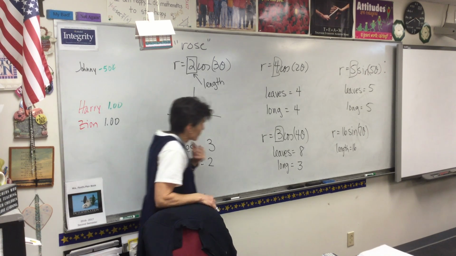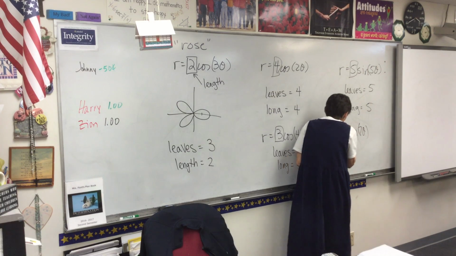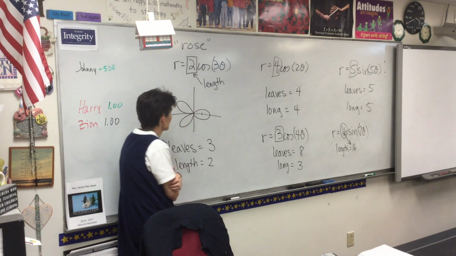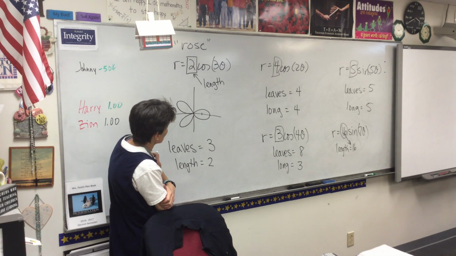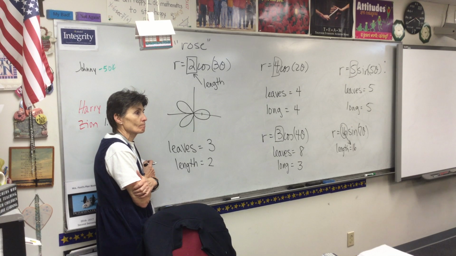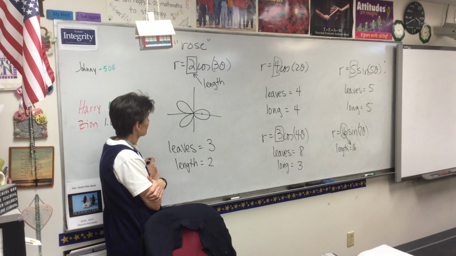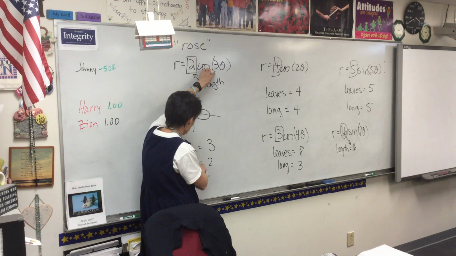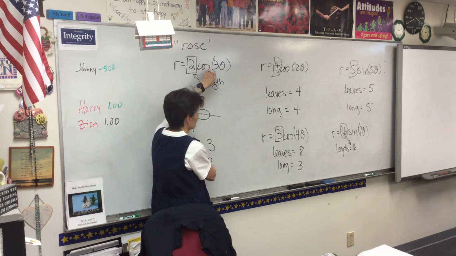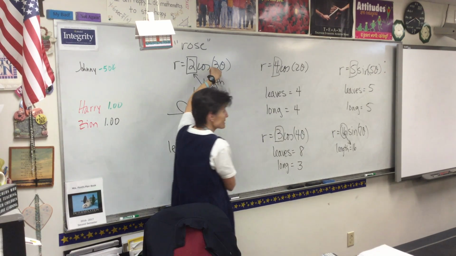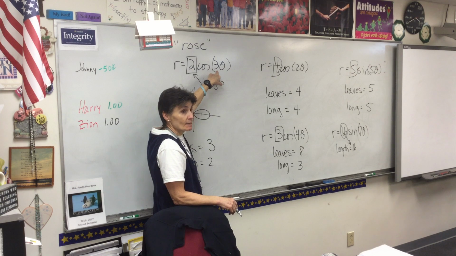We know the length is this number right here. How about the number of leaves? What seems to be going on there? Well, for this one, there were 3 leaves, right? The ones that are the same are like double. Okay, so sometimes it's the same number, and sometimes it's double that number.